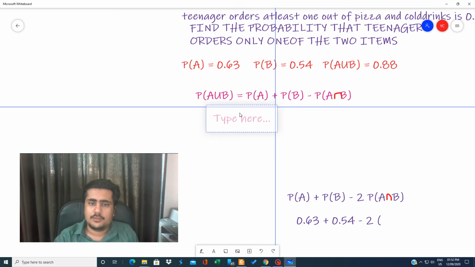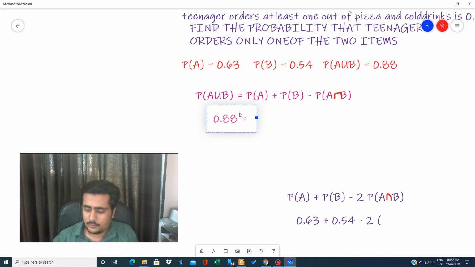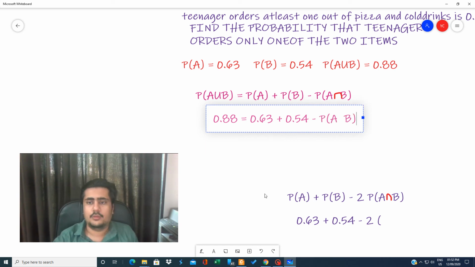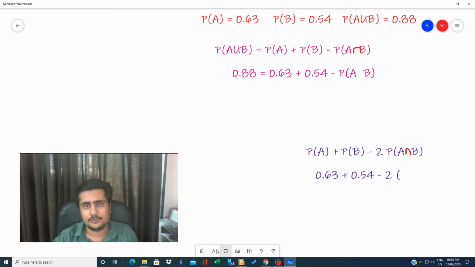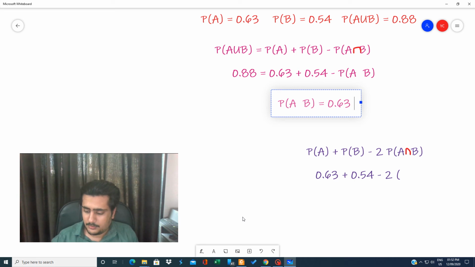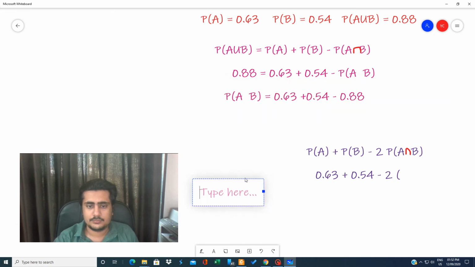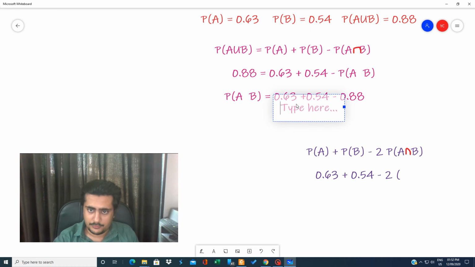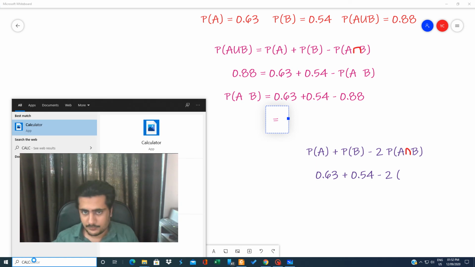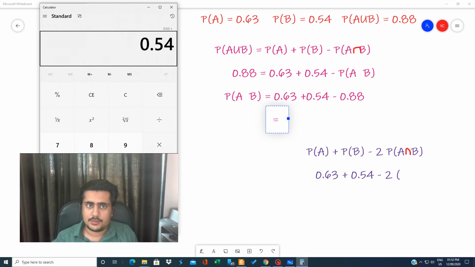Now, the union was given in the question. So 0.88 is 0.63 plus 0.54 minus P of A intersection B. If you get P of A intersection B on the left hand side and 0.88 on the right hand side, it will look like this: P of A intersection B is equal to 0.63 plus 0.54 minus 0.88, that is 0.29.